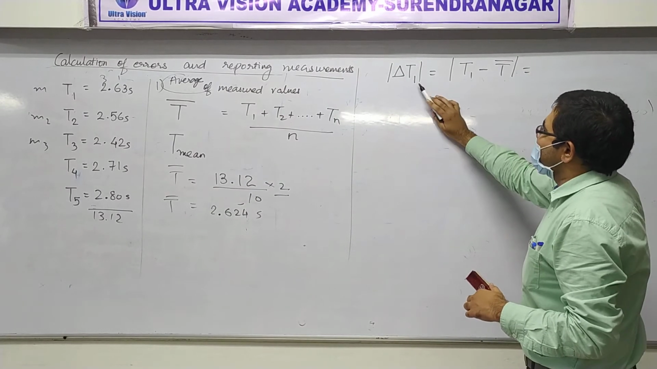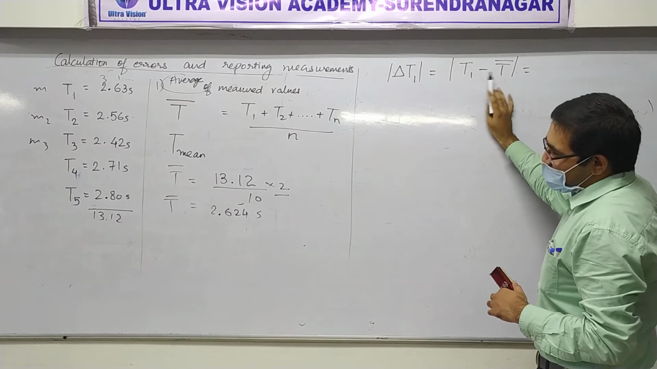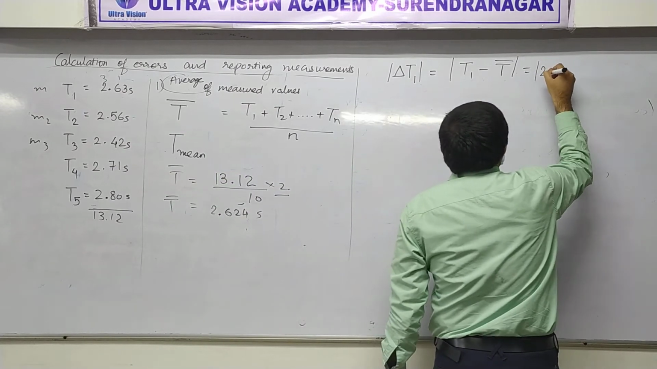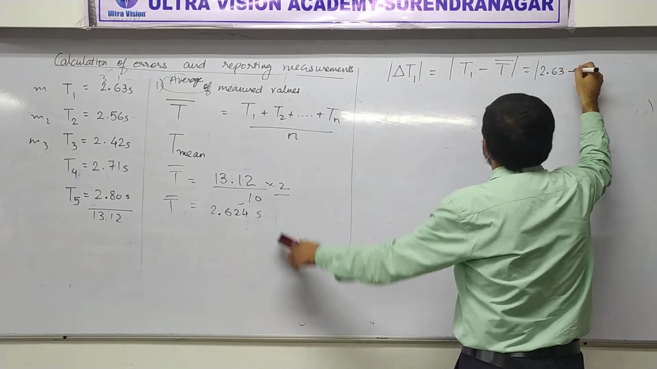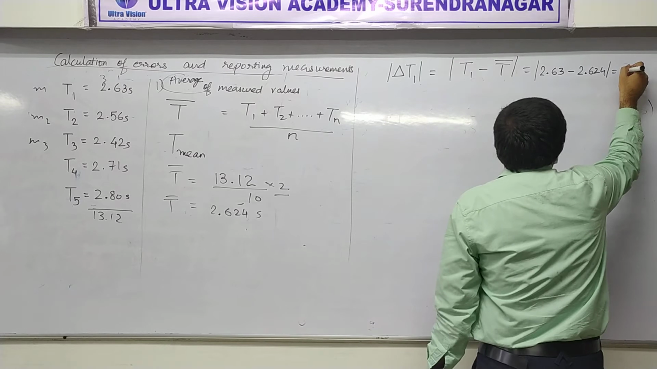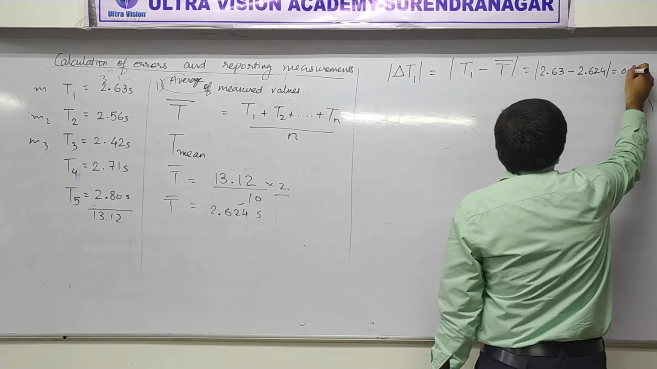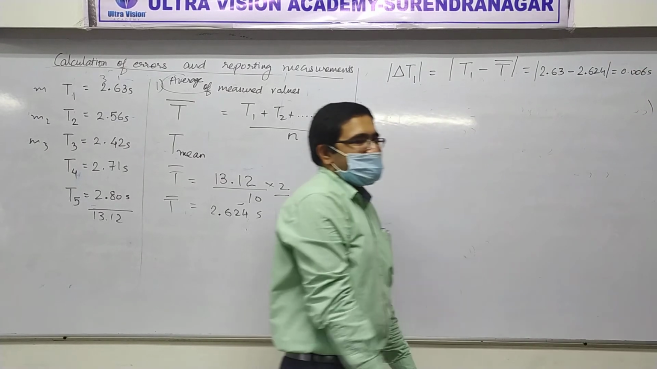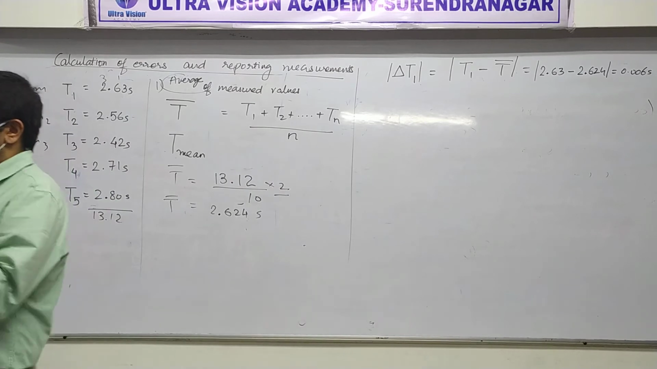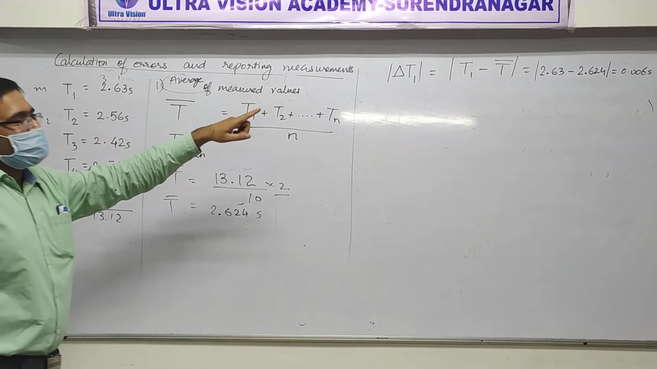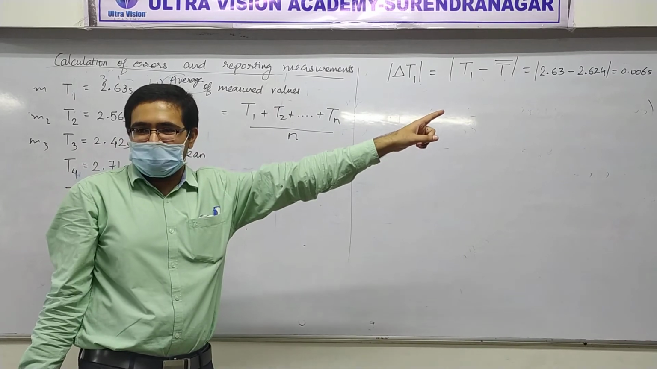So delta T1 in a modulus is equal to T1 minus T bar in a modulus. This is T1. Minus... 2.63 minus what's this? 2.624. How much is this? What is the subtracted number? 0.006. Is that okay or not okay? 0.006. Okay everyone. 0.006. Clear? Sure?